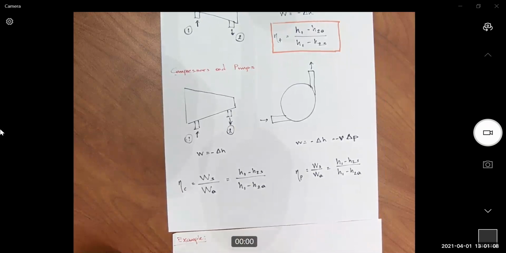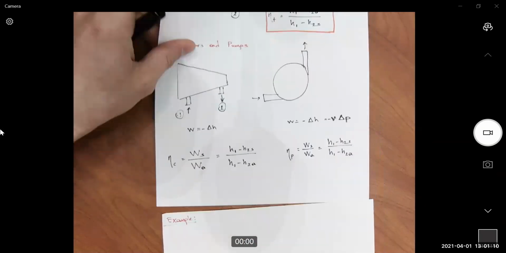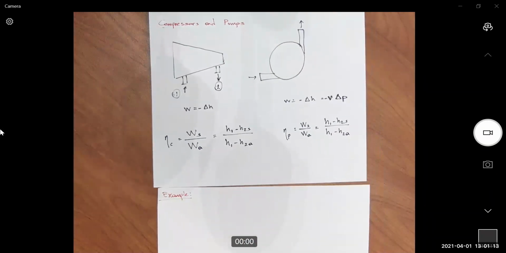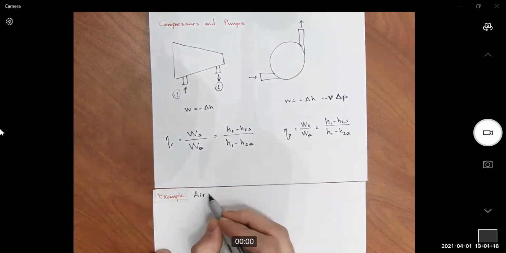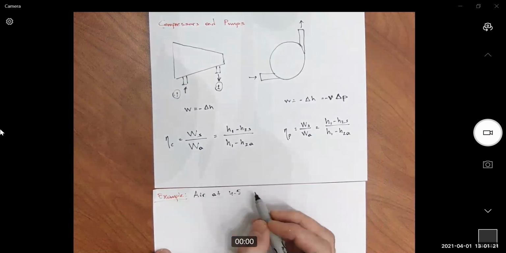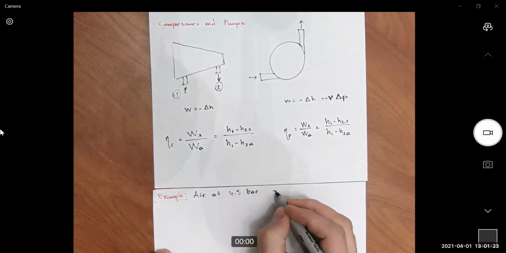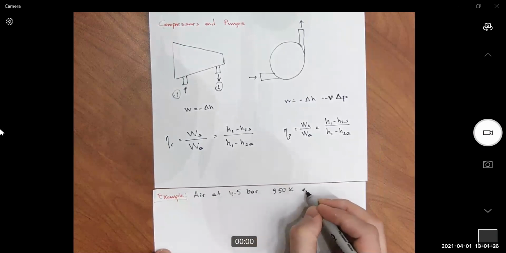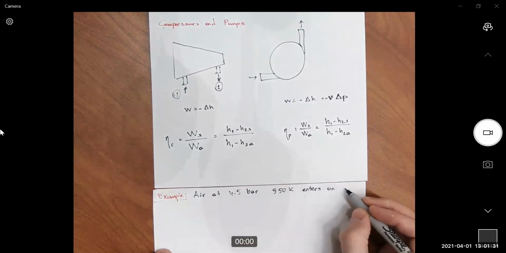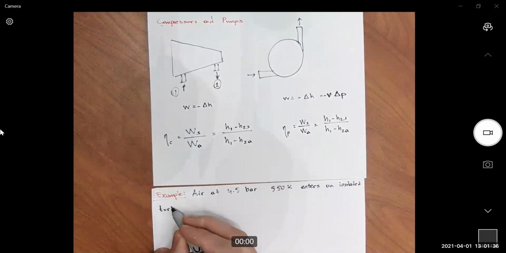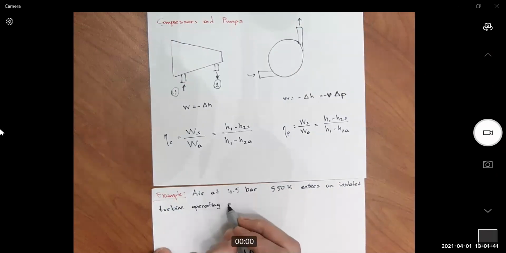Example. Air at 4.5 bar and 550 Kelvin enters an insulated turbine operating at steady state. Okay.